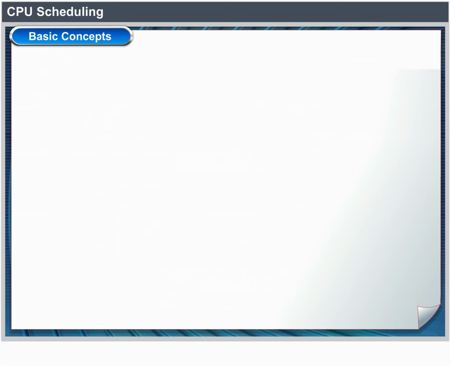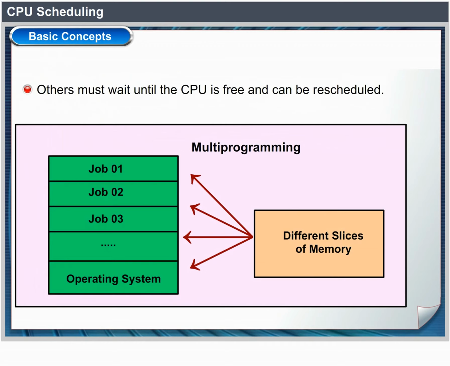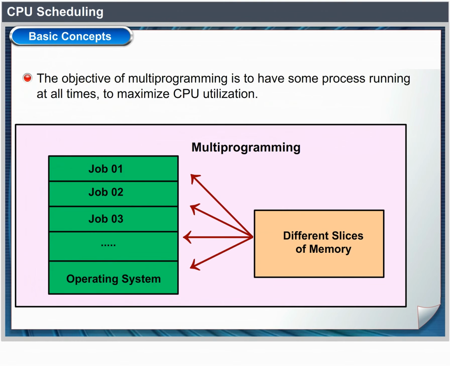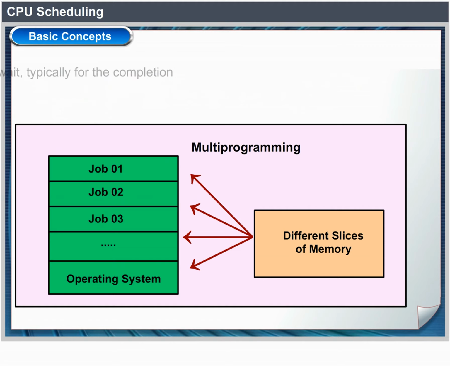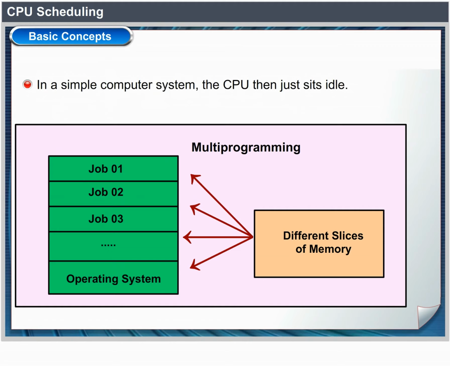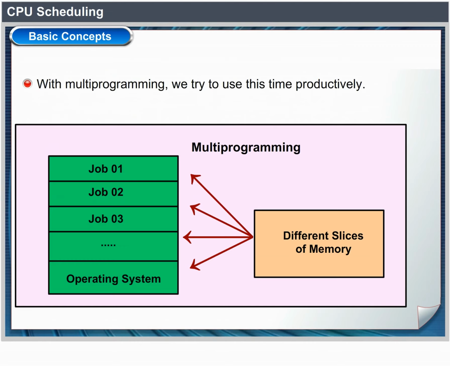Basic concepts. In a single-processor system, only one process can run at a time. Others must wait until the CPU is freed and can be rescheduled. The objective of multiprogramming is to have some process running at all times to maximize CPU utilization. A process is executed until it must wait, typically for the completion of some input-output request. In a simple computer system, the CPU then just sits idle. All this waiting time is wasted; no useful work is accomplished. With multiprogramming, we try to use this time productively.